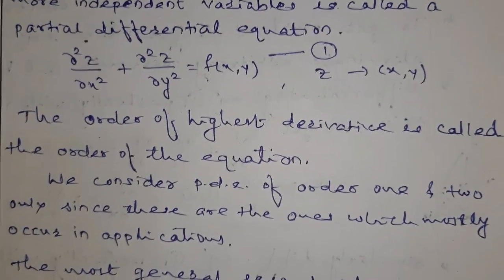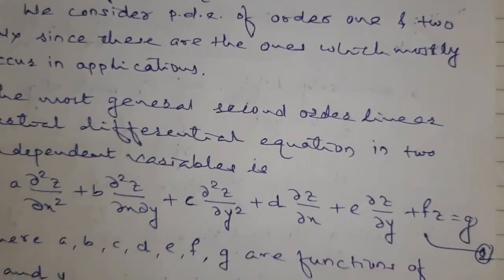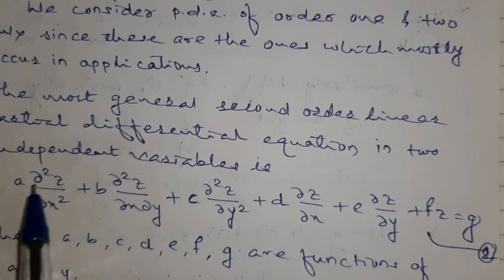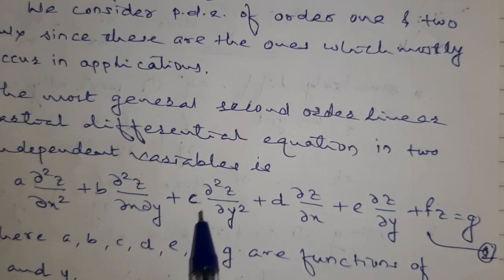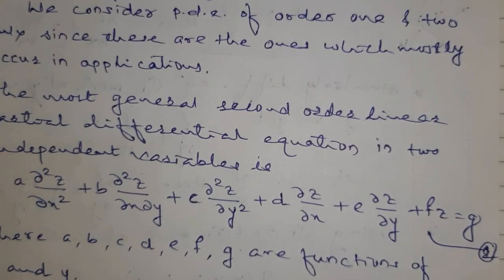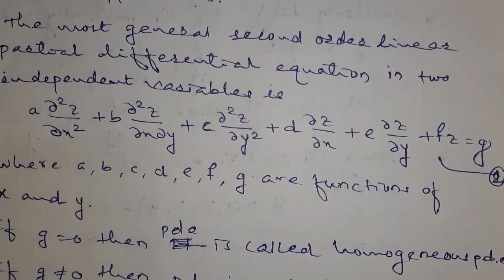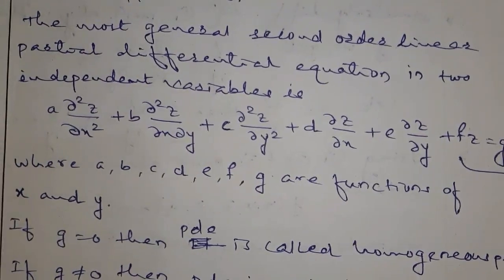Okay, now the most general second order linear differential equation in two independent variables, meaning in x and y, is this equation: a dou 2z by dou x square plus b dou 2z by dou x dou y plus c dou 2z by dou y square plus d dou z by dou x plus e dou z by dou y plus fz is equal to g, where a, b, c, d, e, f, g all are functions of x and y.